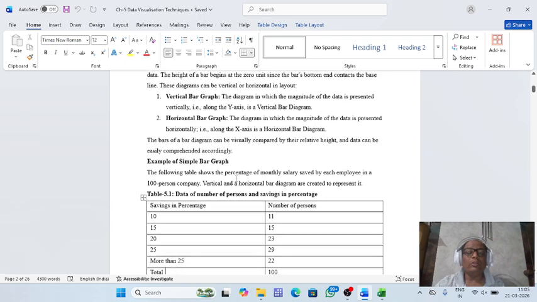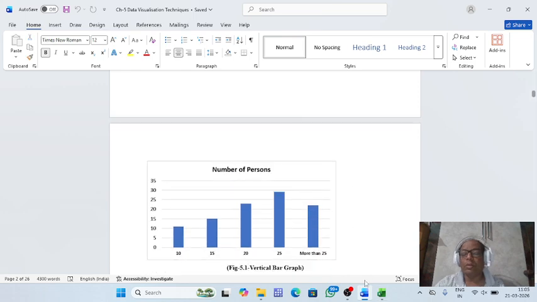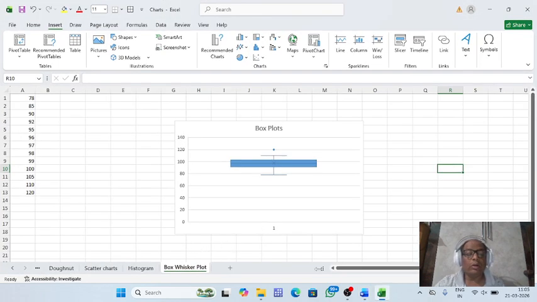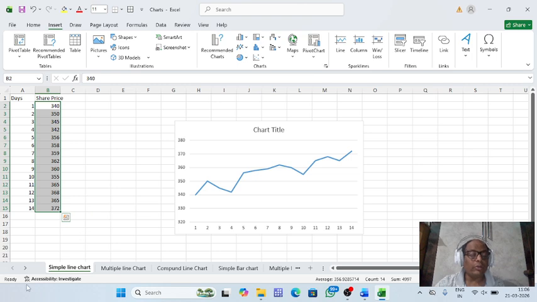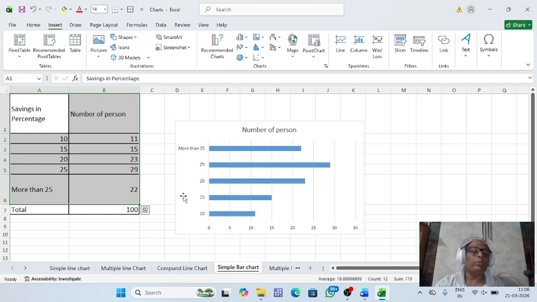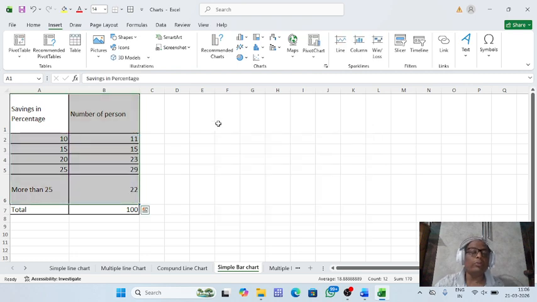Now we'll see this through an example. So we'll start with the simple bar chart, not line chart. Suppose I'm deleting this to make it easier.